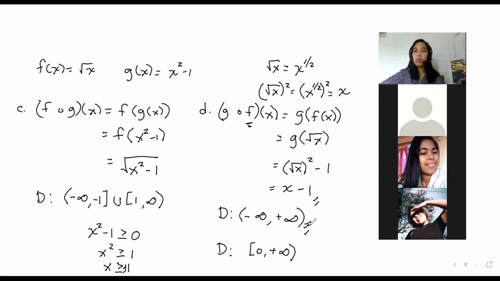That's right, class. The domain of this x minus 1 is the set of real numbers. But according to the definition for composite, for g composite f, the set of values for f should be in g. Okay? Are we clear on that, class? So this is the final answer. 0 to positive infinity. Okay?